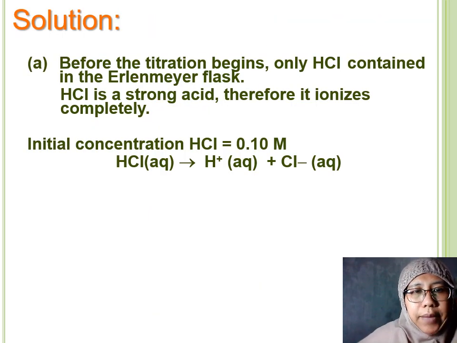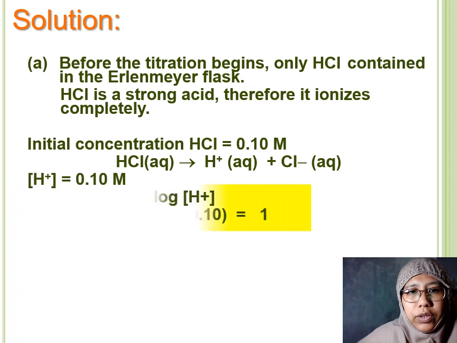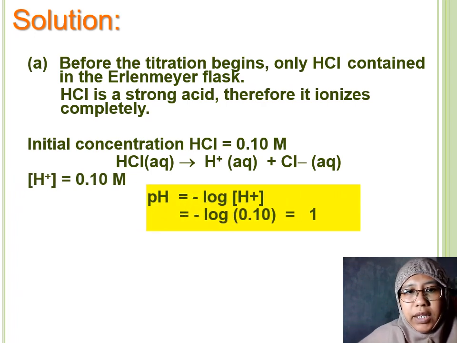Firstly, for A, we have not done the titration yet, and in the Erlenmeyer flask there's only acid. HCl is a strong acid, therefore it ionizes completely. You can see the equation there. Given the concentration of the acid is 0.1 molar, all you have to do is take the negative logarithm of it, and you're going to get pH equals 1. This is your first dot.